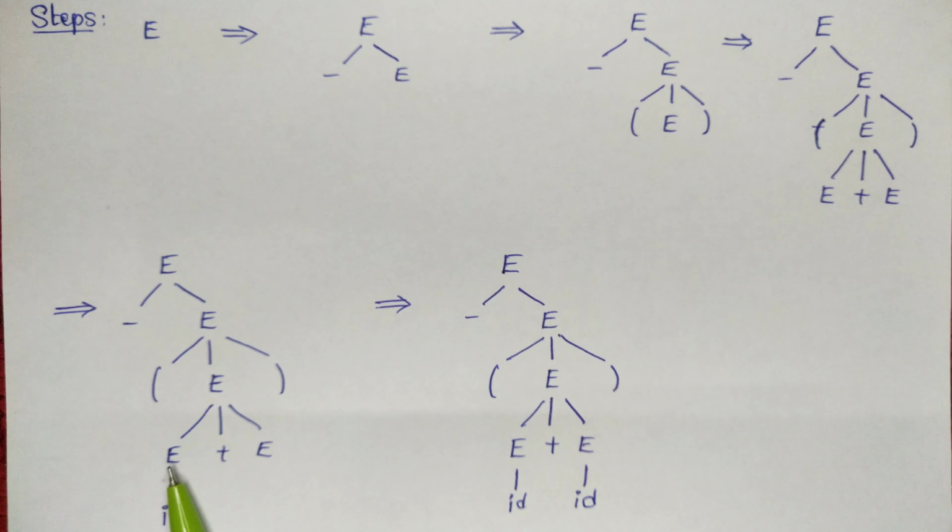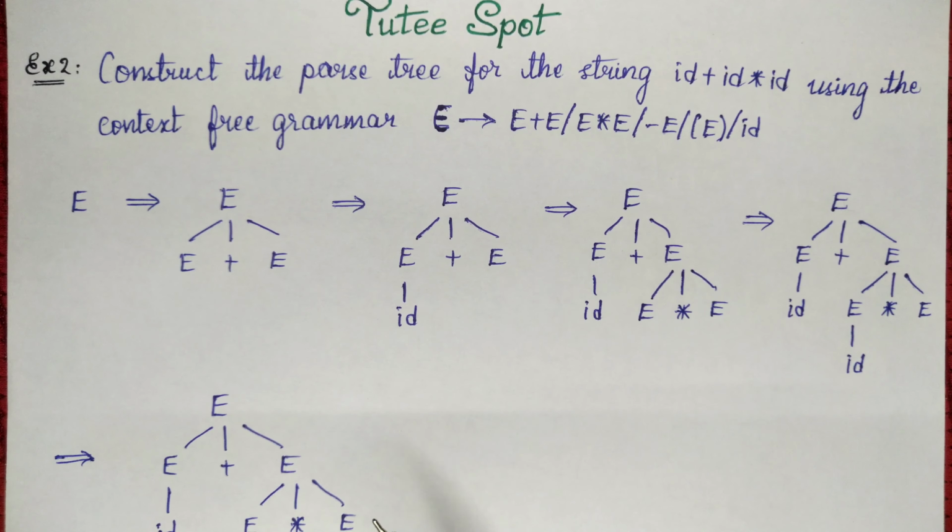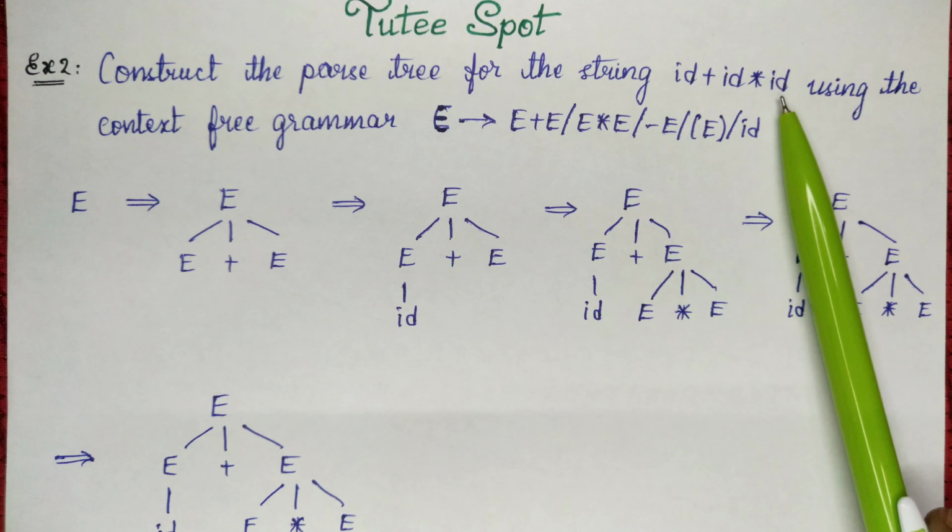In the next step this E is replaced with ID as we have the production E produces ID. And in the final step this E is replaced with ID. And the required string is generated. So the output is minus, open parenthesis, ID plus ID, closed parenthesis. Let's see another example with the same grammar to produce the string ID plus ID into ID.